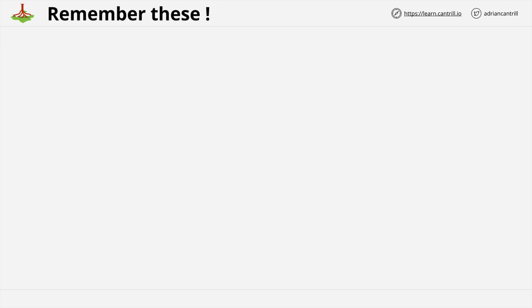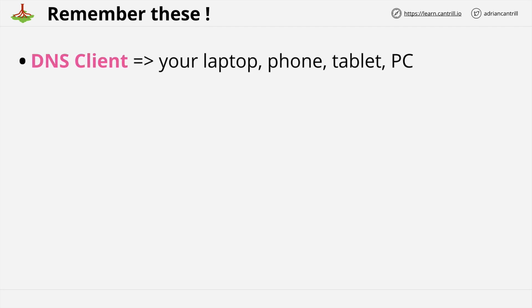Let's quickly summarize the terms that we've learned so far in this lesson. Knowing these and remembering them are really important. Firstly, we have the DNS client. The DNS client refers to the device or thing which wants the data that DNS has. So it wants the IP address for Amazon.com. And generally the DNS client is a piece of software running inside the operating system on a device that you use. So a laptop, a phone, a tablet, or a PC.